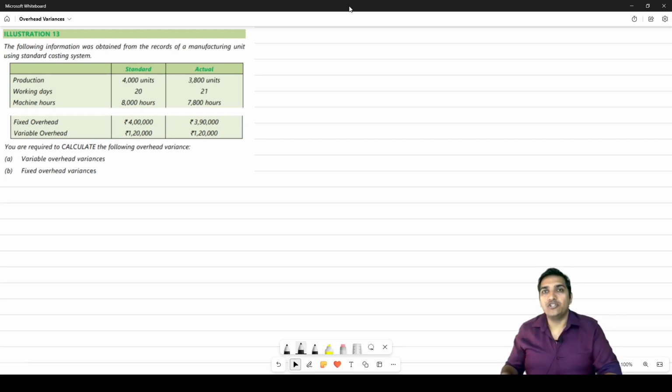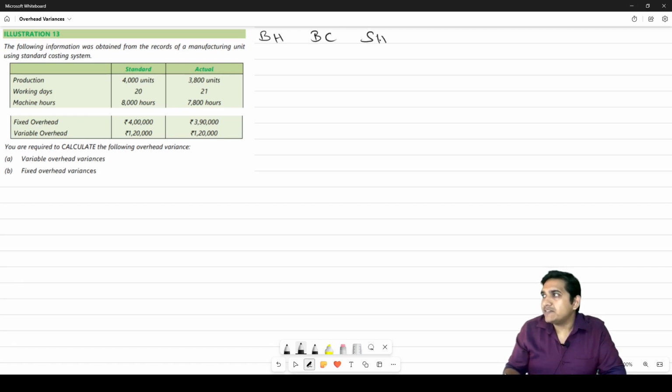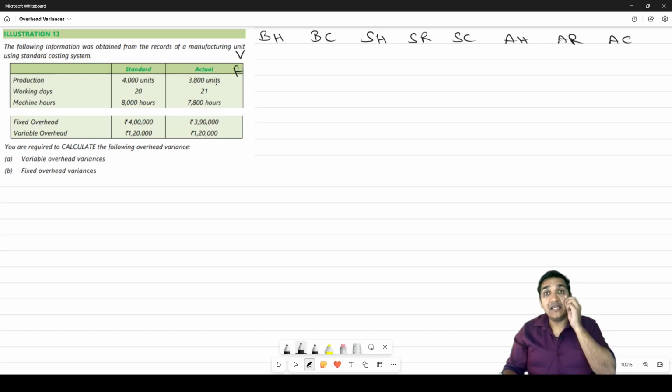Now before solving the question, first we need to capture all the information which is provided in the question, and then calculate whichever additional information will be required to calculate the variances. So first we will start with our budgeted hours. Then we will calculate our budgeted cost. Then we have standard hours, standard rate, standard cost, actual hours, actual rate, actual cost. Now this will be for variable, this will be for fixed, right? We will use the same table for both, since the information required is similar.